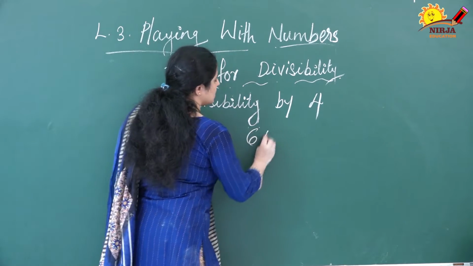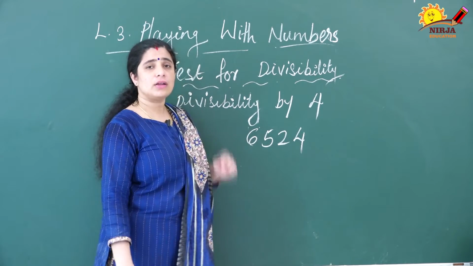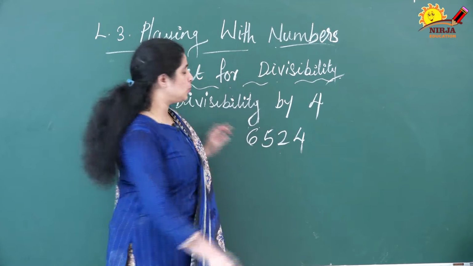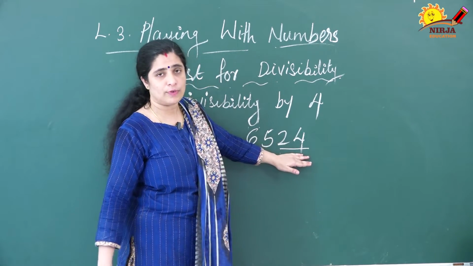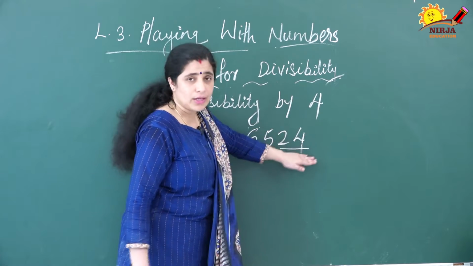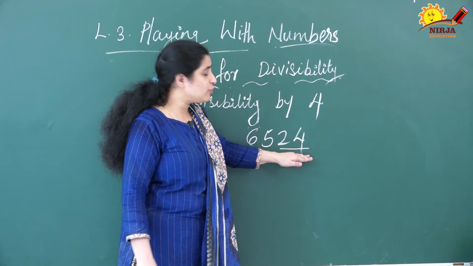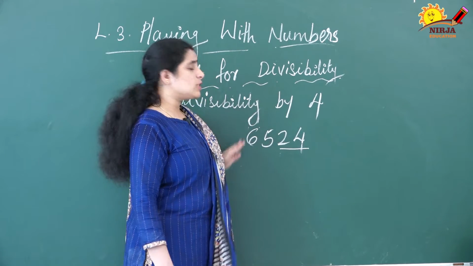Suppose the number is 6524. So you have to consider the number in the ones and tens place. Which number is there in the ones and tens place? That means 2 and 4 together, 24. Now you have to check whether this number is a multiple of 4 or not. You know that 24 is a multiple of 4. So this number is divisible by 4.